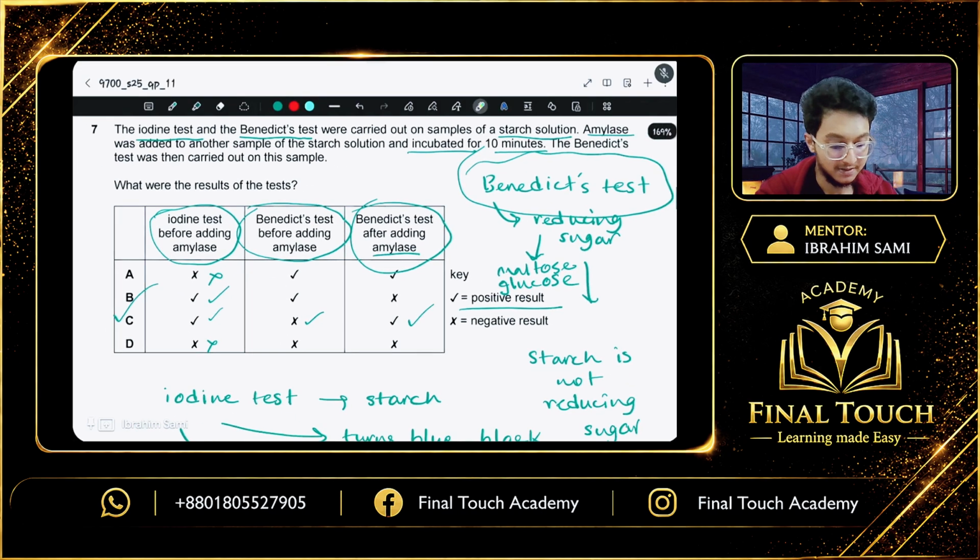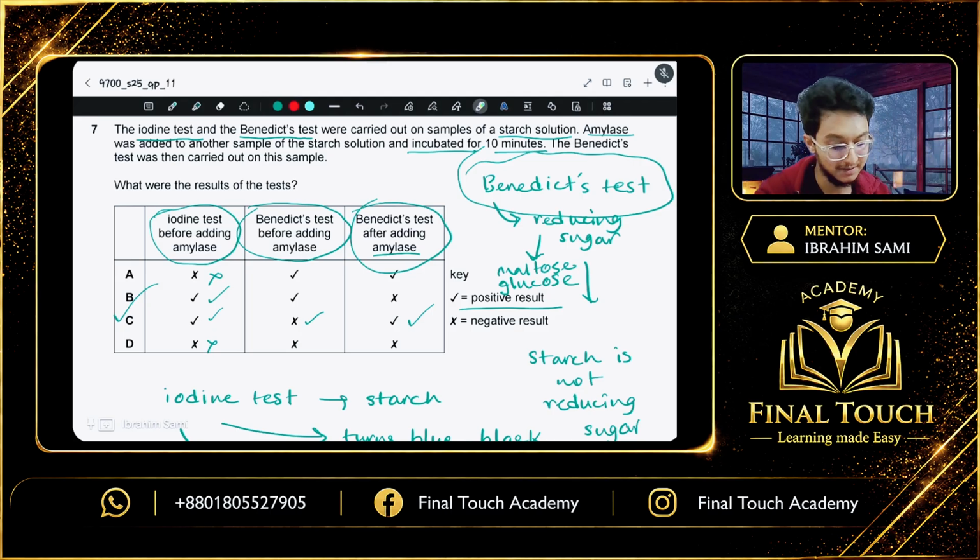So amylase was added to another sample of the starch solution and incubated for 10 minutes. So it was heated for 10 minutes. The Benedict's test was then carried out on this sample. So three separate tests were carried out.